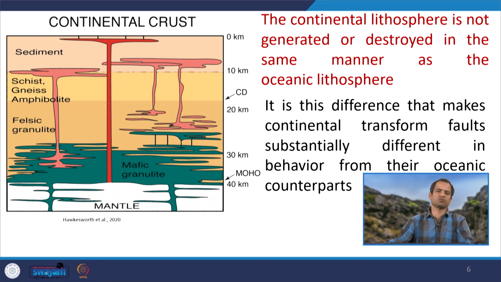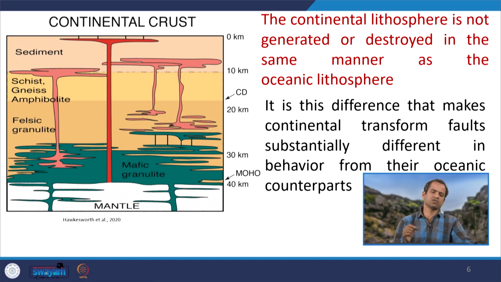So, if you remember our oceanic transform faults, there are some leaky transform faults and some pure transform faults, and there the oceanic lithosphere was generated around the mid-oceanic ridge. However, here this continental lithospheric part is not created, because continental lithospheric development is an altogether different process than the oceanic lithospheric system. So, it is this difference that makes the continental transform fault substantially different in behavior from its oceanic counterpart.